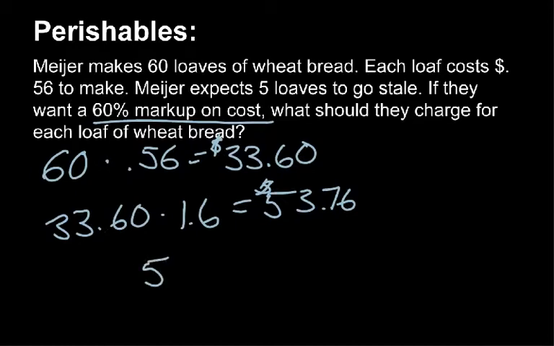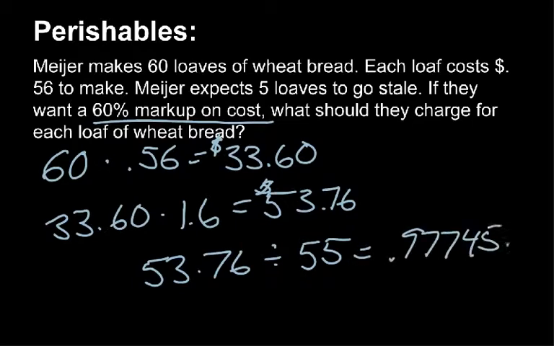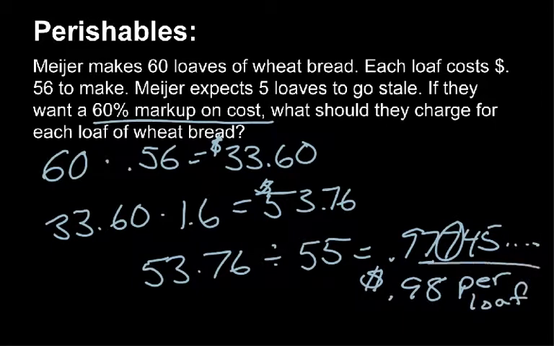If we take that $53.76 and divide it by 55 loaves, because they expect 5 to go bad, we end up with 0.97745, on and on. That's a repeating, or non-terminating, decimal, but we will round it off to the nearest cent. Since that's the hundredths place, we look at the digit that comes after, which is 5 or higher, so it makes that become 0.98, or 98 cents per loaf. And again, that's accounting for 5 loaves going bad.